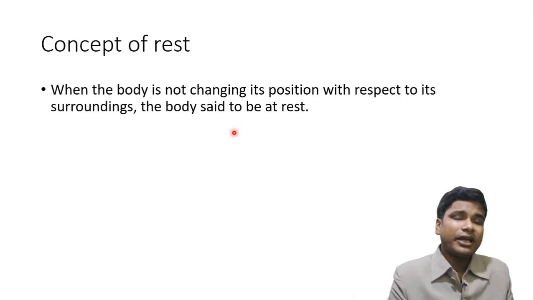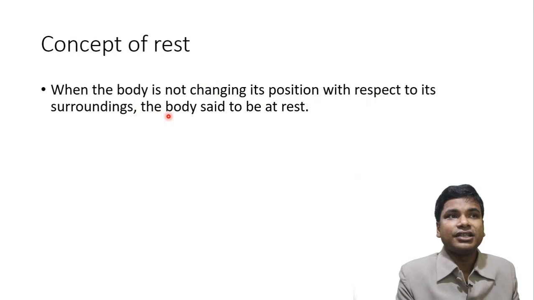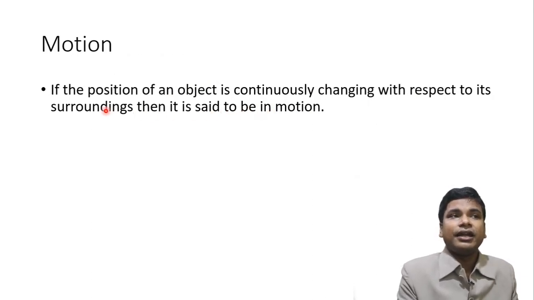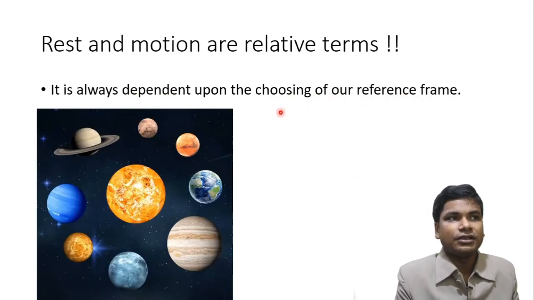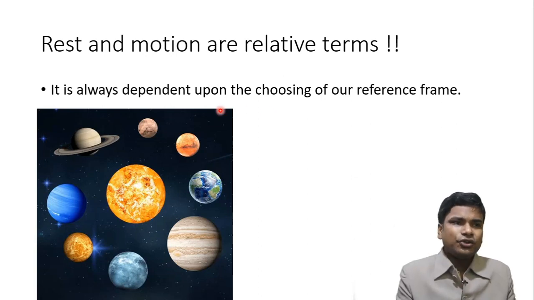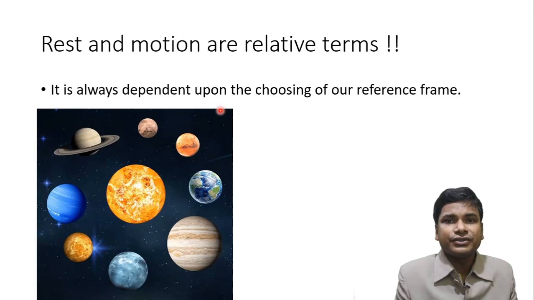So I hope this is clear that when and where we will apply the concept of a point mass. Now let me take you to another point, the concept of rest and the concept of motion. So what is the concept of rest? When a body is not changing its position with respect to its surroundings, the body is said to be at rest, and when the position of the object is continuously changing with respect to its surroundings, then it is said to be in motion. Now, do you know this rest and motion, everything is relative terms?